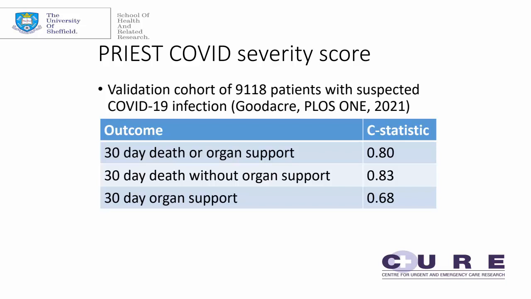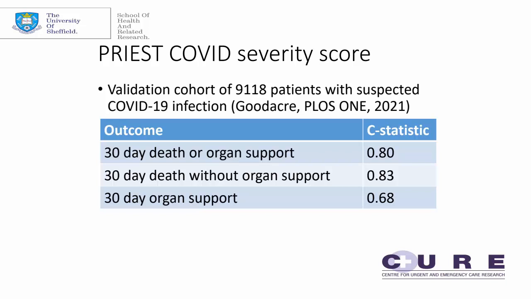Now, we developed the PRIEST COVID score to predict the composite outcome of death or major organ support, so life-saving treatment like putting someone on a ventilator or on dialysis. And we found that it had a C statistic of 0.8, which is pretty good. We're pretty pleased with that.